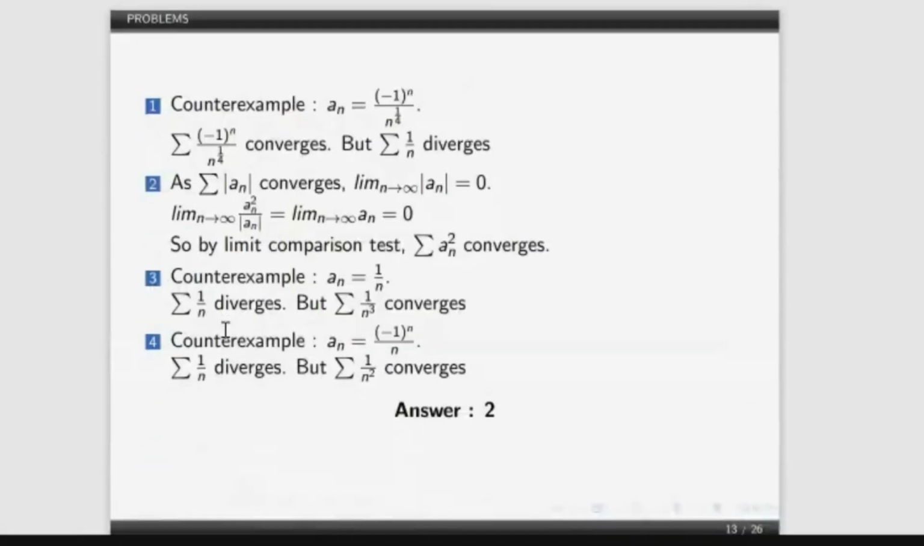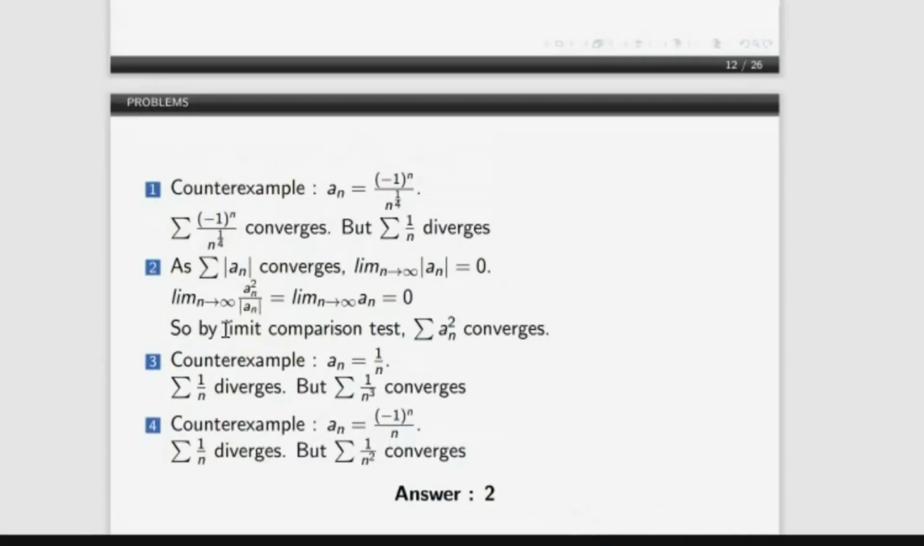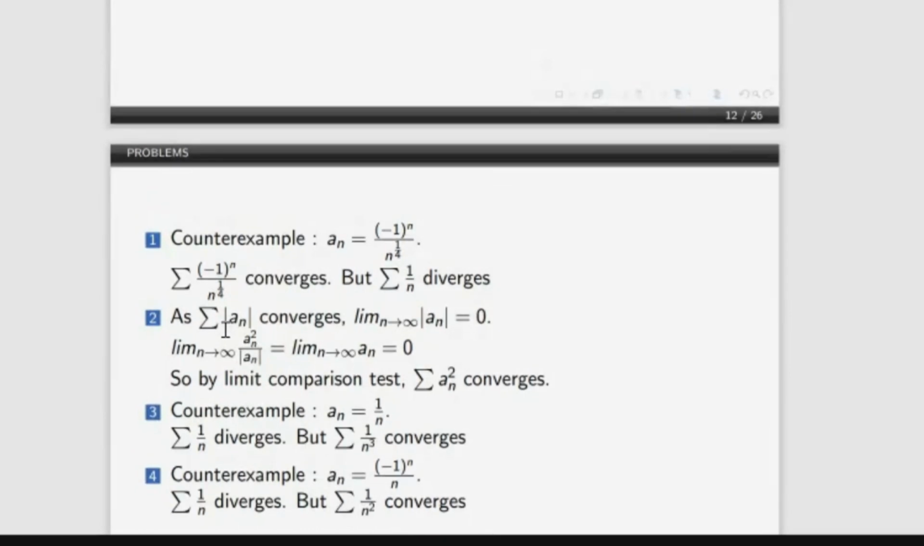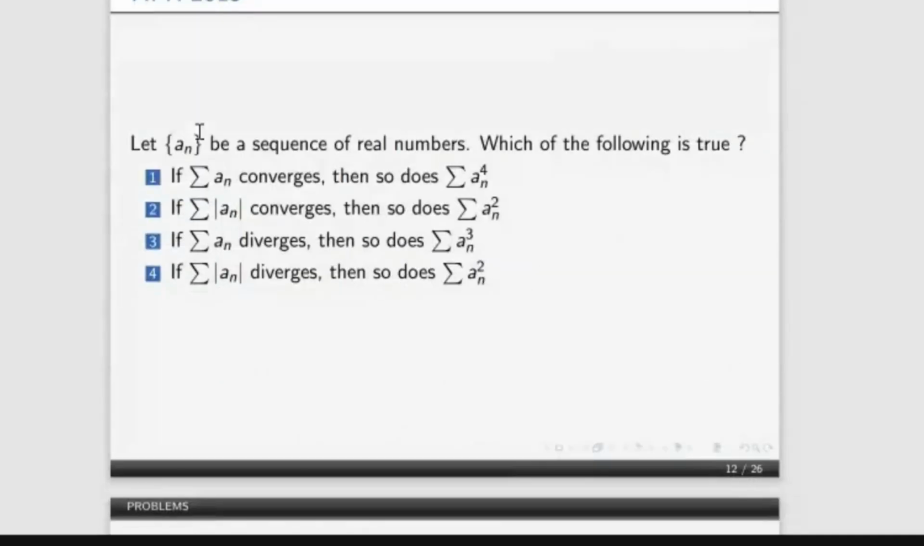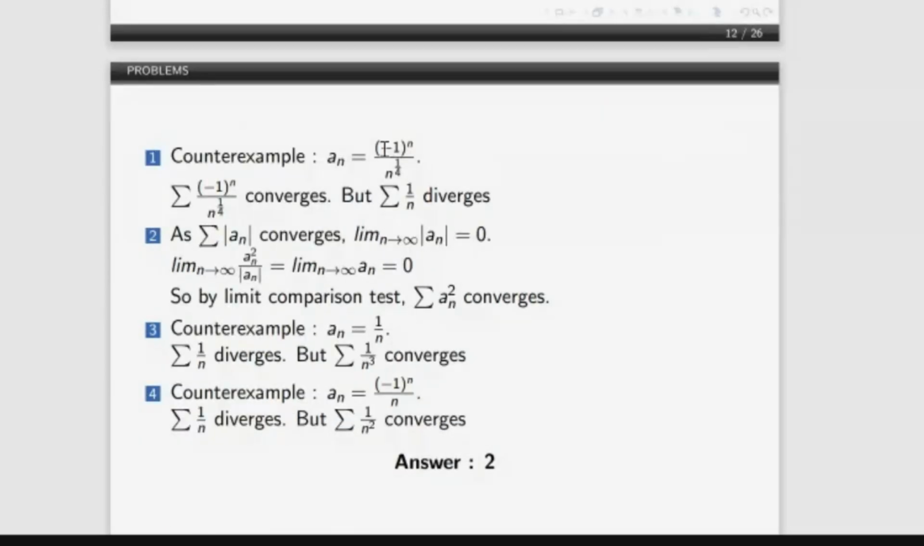The answer is option 2. Option 1 is not true, so I've taken a counterexample. I've taken a_n to be (-1)^n / n^(1/4). It is given as a sequence of real numbers. It's not told that it is a positive sequence. It is any sequence, right? So I've taken it as a_n equal to (-1)^n by n^(1/4).